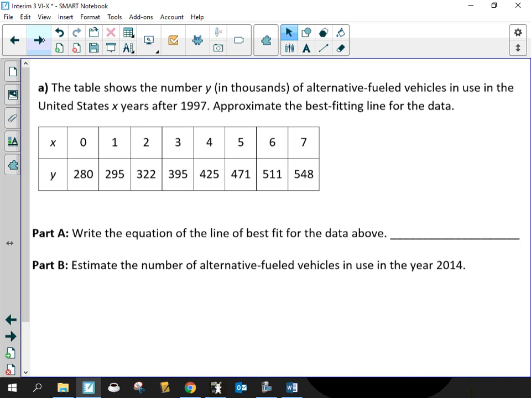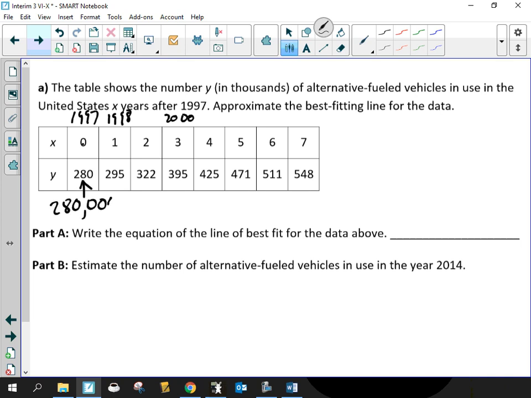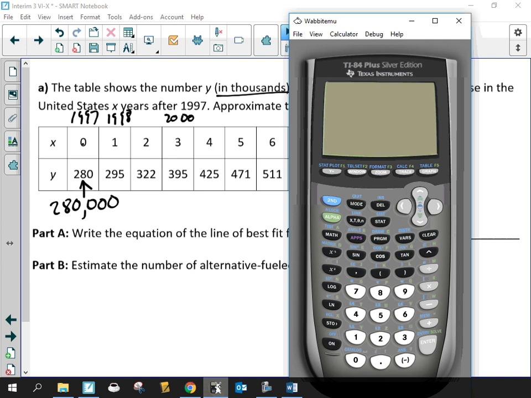So a couple things we need to do: this is 1997, so this would be 1998, this would be 2000. The other thing is this is not 280 vehicles, it's 280,000 vehicles because it told us y is in thousands. So we are going to put the data in.